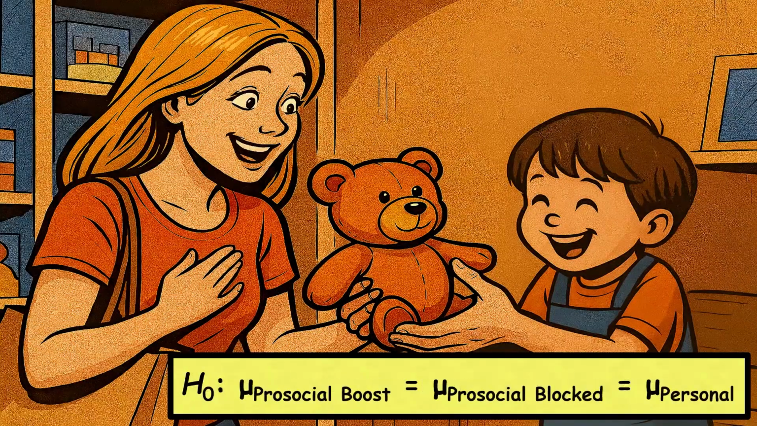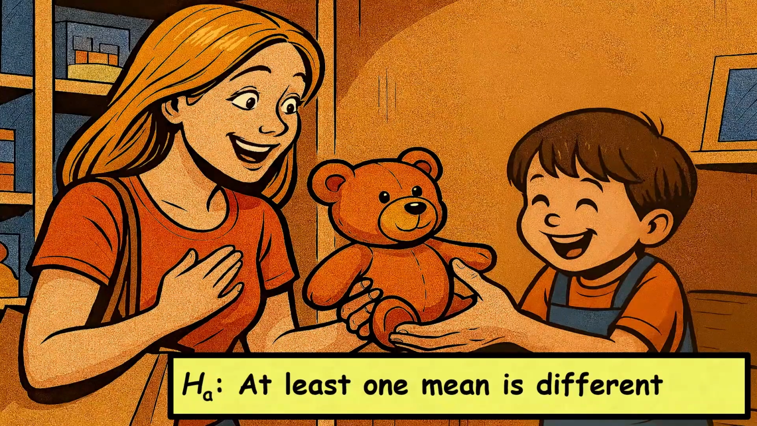So null hypothesis, all three means are the same. And if we had more conditions, it would be all four means or all five means or all six means. You can extend the ANOVA to as many conditions as you want. But in this case, we have three. So all three means are the same. Alternative hypothesis is at least one mean is different.